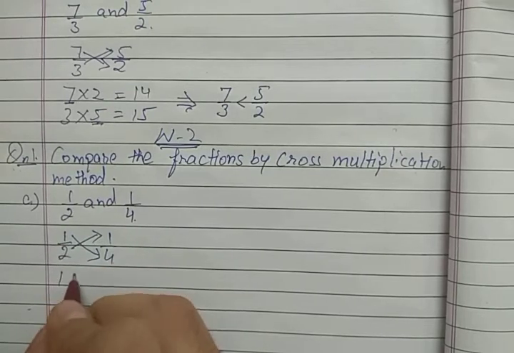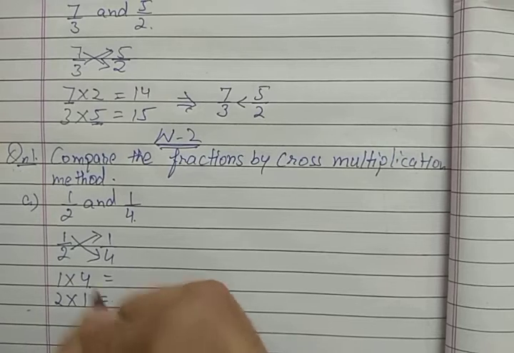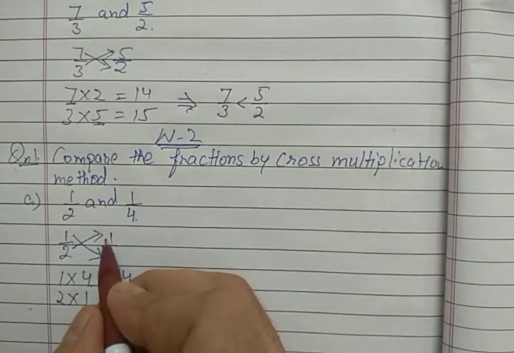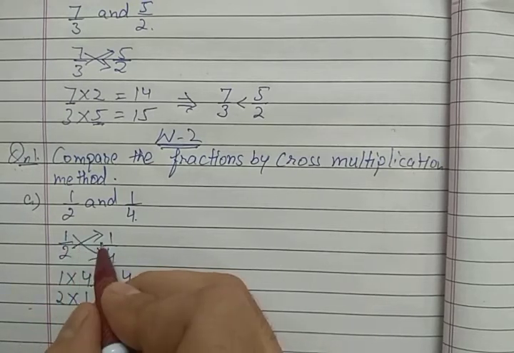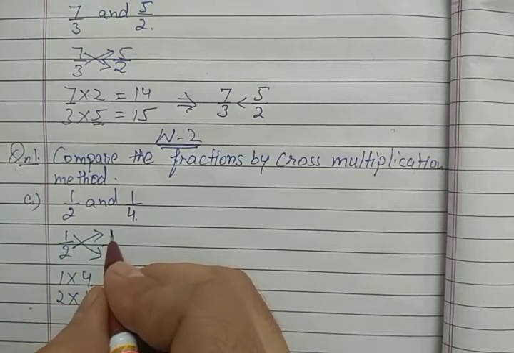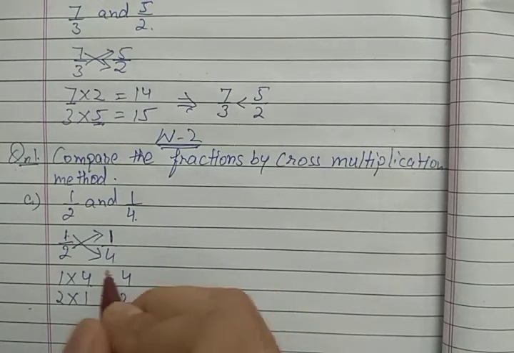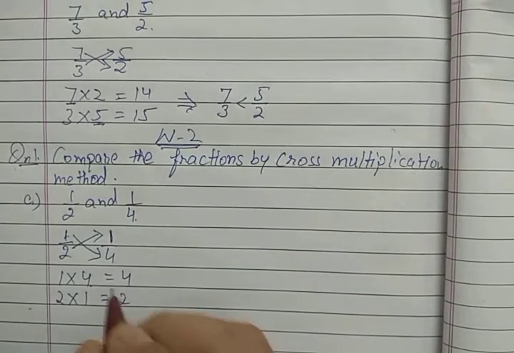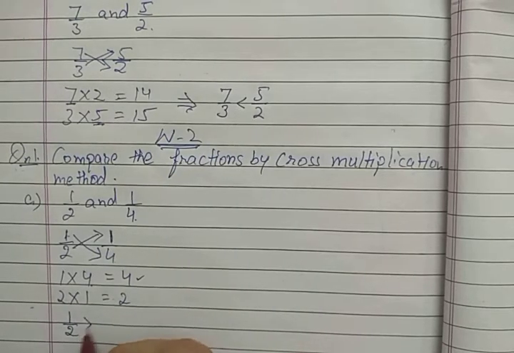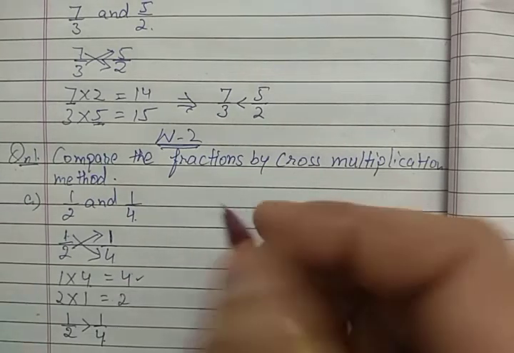So 1 multiplied by 4 and 2 multiplied by 1. So 1 4s are 4 and 2 1s are 2. So both the numerators are 1, but we have to see by multiplying this numerator we get 2 value, and by multiplying this numerator we get 4 value. So which one is greater? So this one is greater. So 1 upon 2 is greater than 1 upon 4 because 4 is greater than 2.